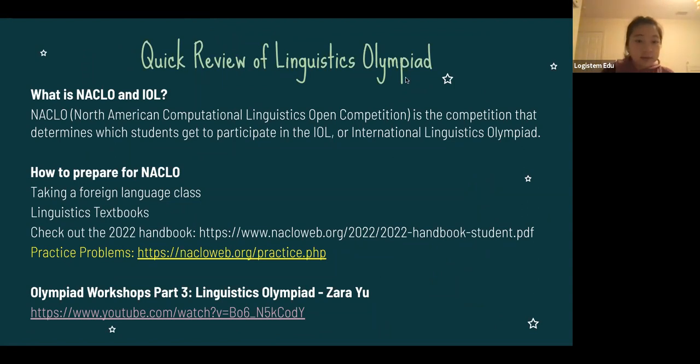To prepare for NACLO, you can take a foreign language class, which is a great way to start off. You can also look at linguistics textbooks. You can check the 2022 NACLO handbook, which is there. I can send a link later. And here are some practice problems that you can do. You can also watch Zara's Olympiad workshop, which I can send in the chat later also.